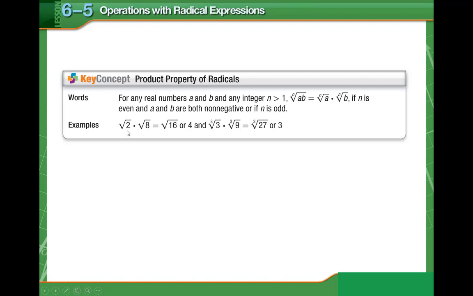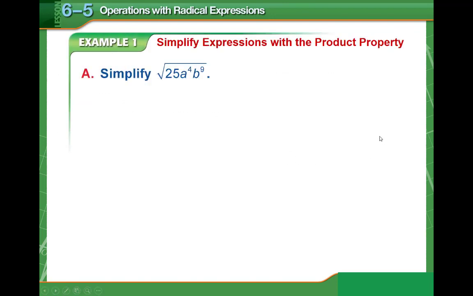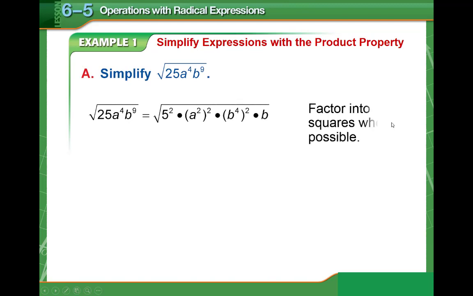Okay, so for example, the square root of 2 times the square root of 8 equals the square root of 16, or 4. The cube root of 3 times the cube root of 9 has to equal the cube root of 27. Note you've got to have the index numbers the same here to be able to separate those products under the radicand. Let's look at an example.